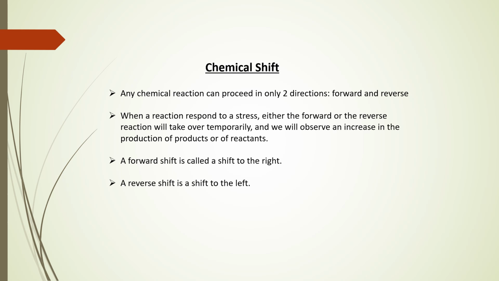What is a chemical shift? Any chemical reaction can proceed in only two directions, forward and reverse. When a reaction responds to a stress, either the forward or the reverse reaction will take over temporarily, and we will observe an increase in the production of products or of reactants. A forward shift is called a shift to the right, a reverse shift is a shift to the left.